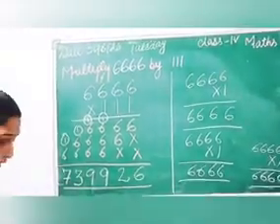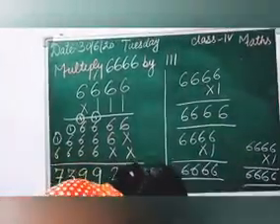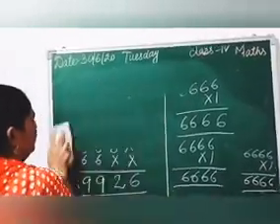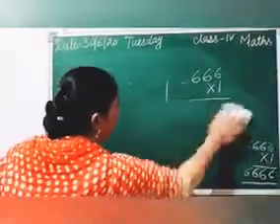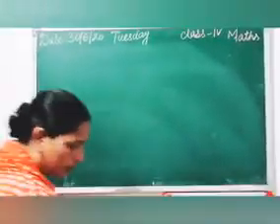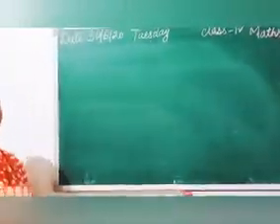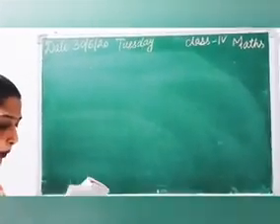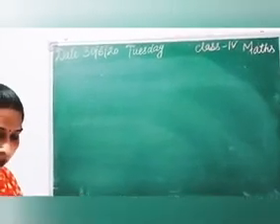Now next is the lattice method of multiplication. That also you have done in class 3. Hope you are remembering that. Those who are not remembering, I will repeat for them. I will tell you how to do the lattice method of multiplication. Friends, there is exercise 3.6 relating to this method. So see how we will do this.